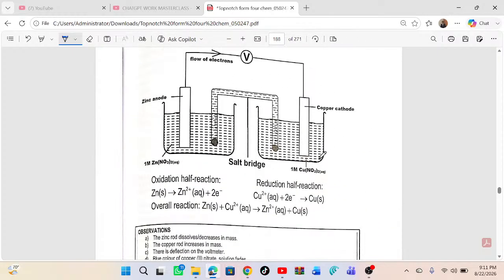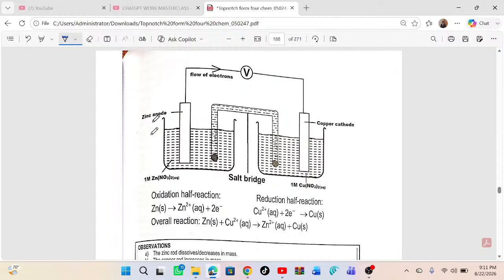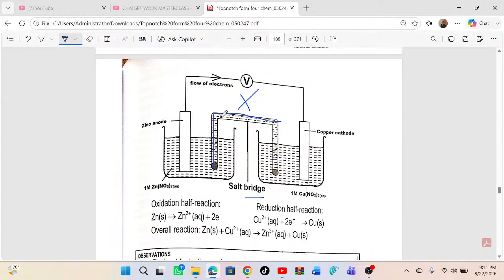Sometimes they can tell you to draw it in the exam station, sometimes you can be given it like this. So if you are given a question like this, number 1, what you will be asked is distinct. You must be asked this. Substance X, this is the salt bridge. Number 2 is the current flow. Current always flows from the most reactive metal.